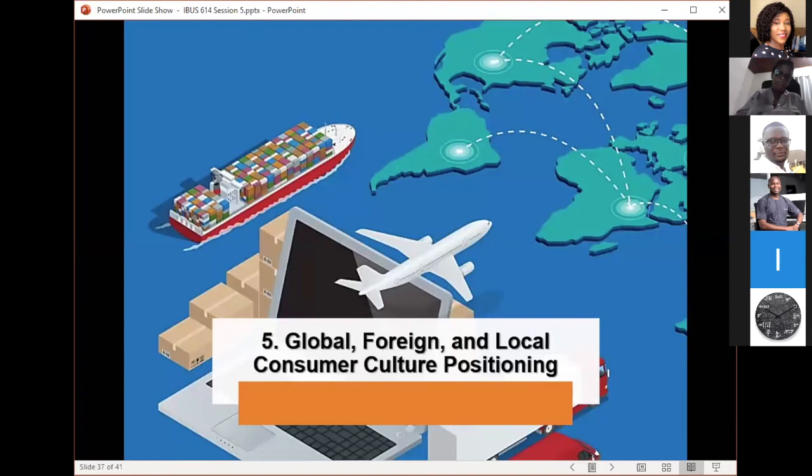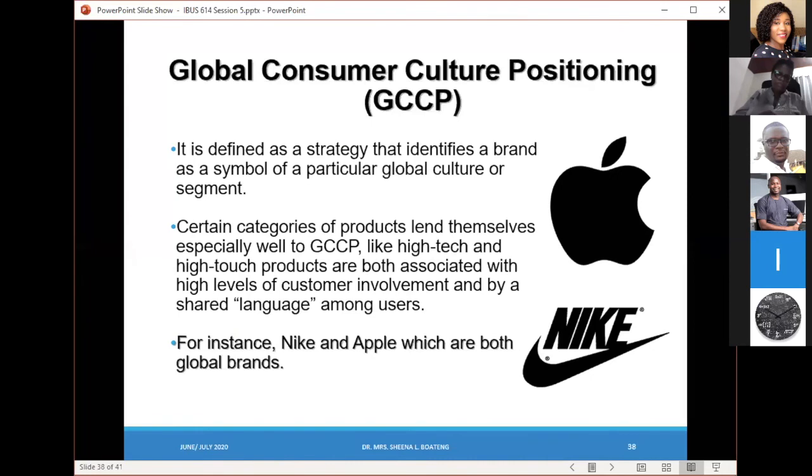Now, lastly, we are going to talk about global, foreign, and local consumer culture position. We'll first take global consumer culture position, also known as GCCP. This is basically a strategy where a brand is a symbol of a particular global culture or segment that is used in a standardized manner across the board. Certain categories of products lend themselves very well to this kind of positioning, because here there's no clear differentiation. The brand treats the entire globe as one market and targets them as such.